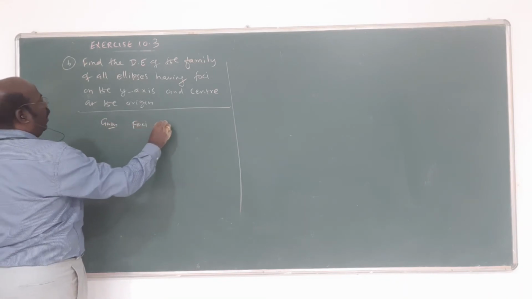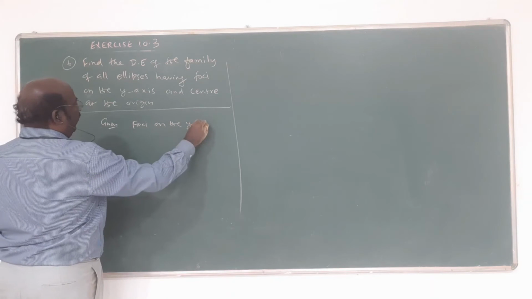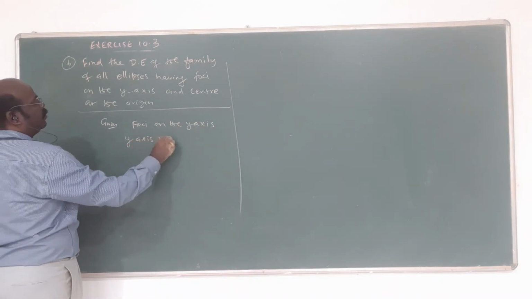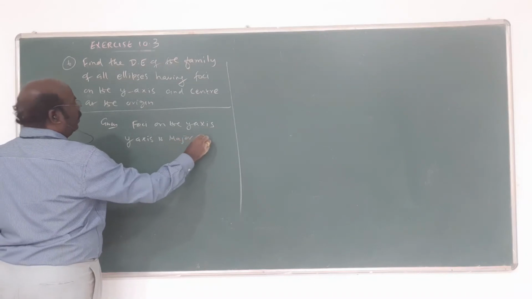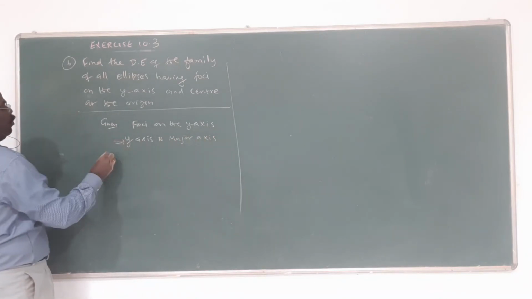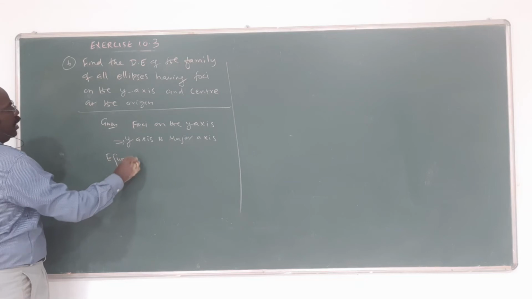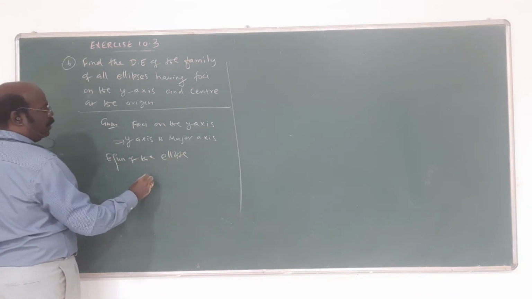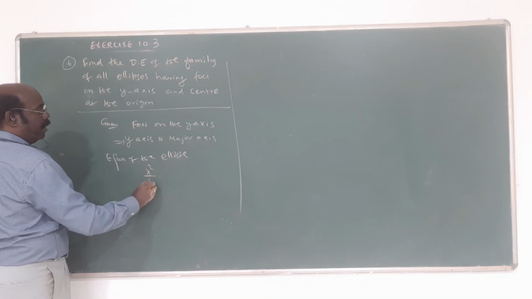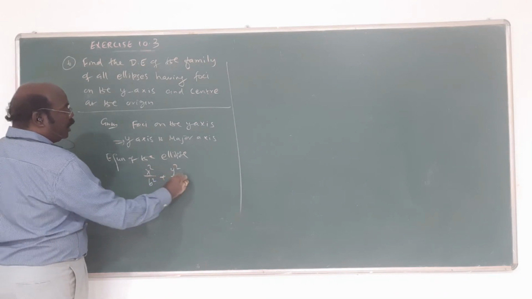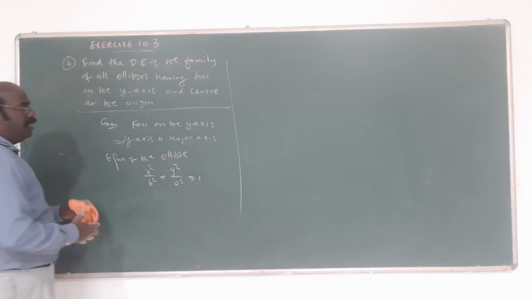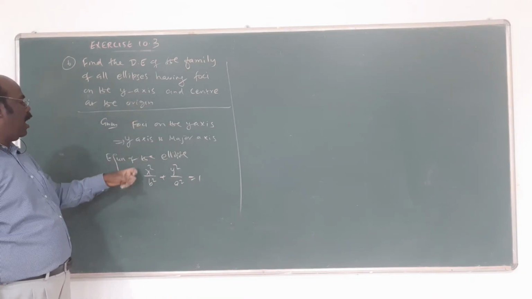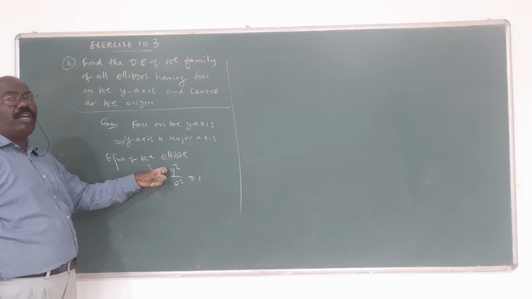Given foci on the y-axis, that means the y-axis is the major axis. Am I right? That's important. Therefore, the equation of the ellipse: if the y-axis is the major axis, it is x square by b square plus y square by a square. If the x-axis is the major axis, then x square by a square plus y square by b square will come.